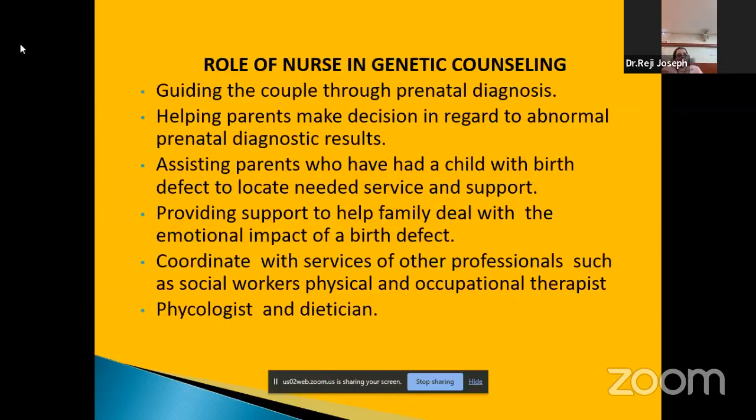And we have to assist the parents who have had a child with a birth defect to locate needed services and support, providing support to the family with the emotional impact of a birth defect. And we have to coordinate with the services of other professionals such as social workers, physical and occupational therapists, and psychologists, as well as dietitians. So these are the roles of the nurses who are involved in genetic counseling.